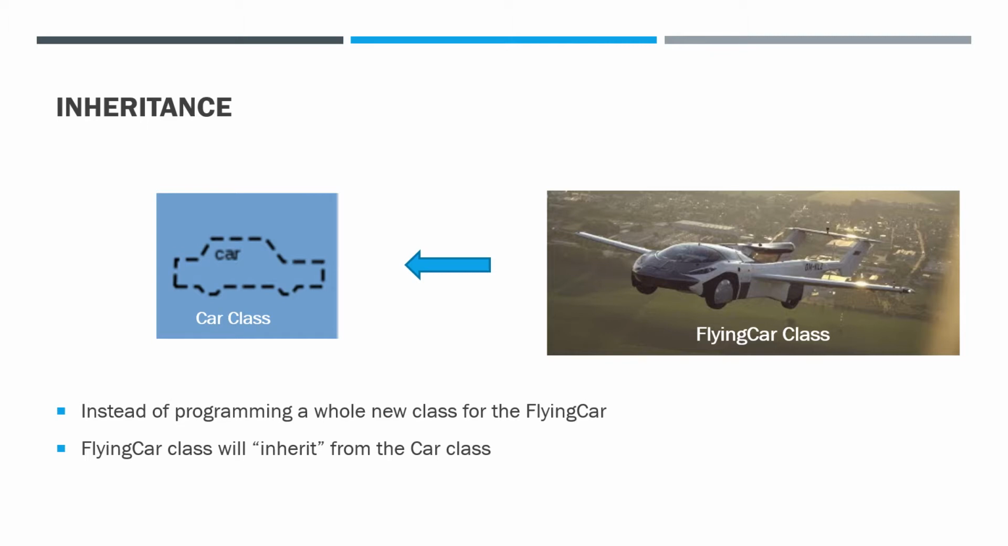So we're going to use inheritance, and the flying car class will inherit from the car class. So instead of having to program a whole new class for the flying car, we can just use the existing car class. We know it works, it's been tested, and it allows us just to add the extra feature that we want for the flying car class, and then we will have a whole brand new class that we can make flying car objects from.